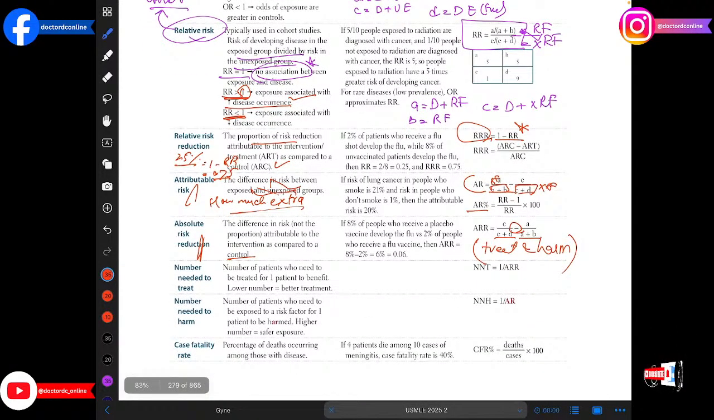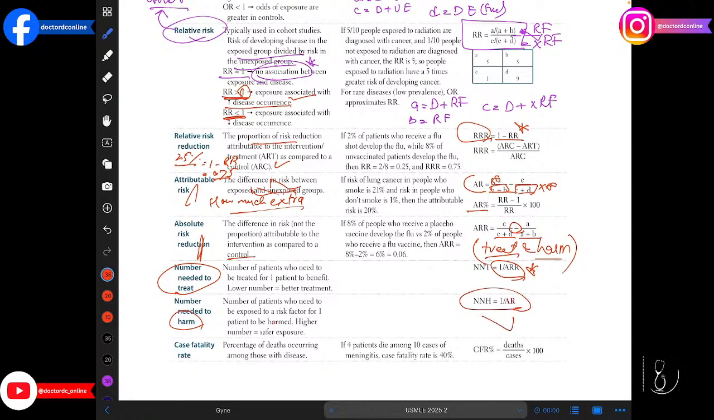Now, the attributable risk and the absolute risk reduction are important because they are used to calculate the number needed to treat as well as the number needed to harm. Now, to calculate the number needed to treat, it's 1 divided by the absolute risk reduction. And to calculate the number needed to harm, it's 1 divided by the attributable risk.